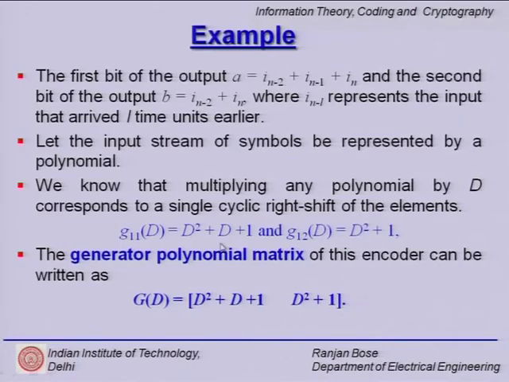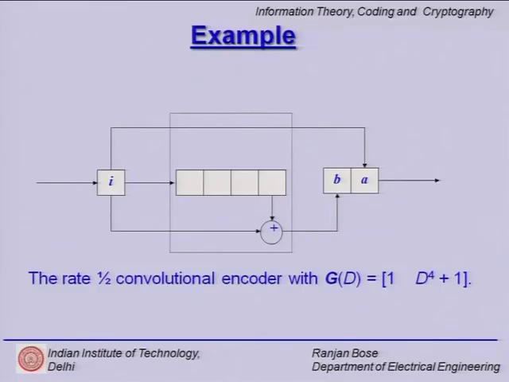So, the entire hardware encoder can be represented using this generator polynomial matrix. If you give me the encoder in hardware, I will give you the generator polynomial matrix. If you give me the generator polynomial matrix, I will give you the hardware implementation of the encoder. Okay. So, let us look at another simple example.